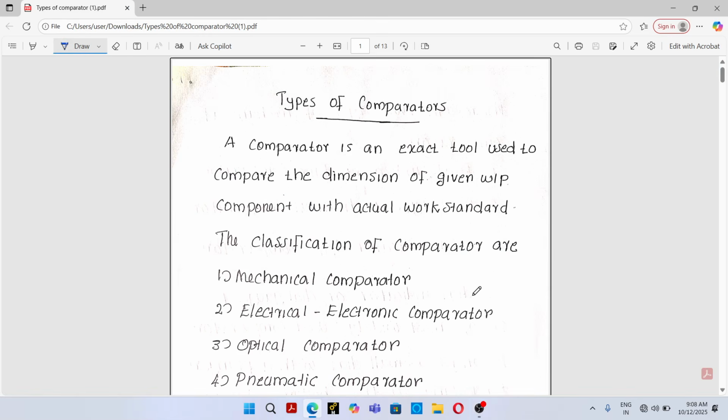In this video, I am going to discuss types of comparators. A comparator is an exact tool used to compare the dimensions of a given component with the actual work standard. So the purpose of a comparator is to compare the dimension of a workpiece with the actual work standard.